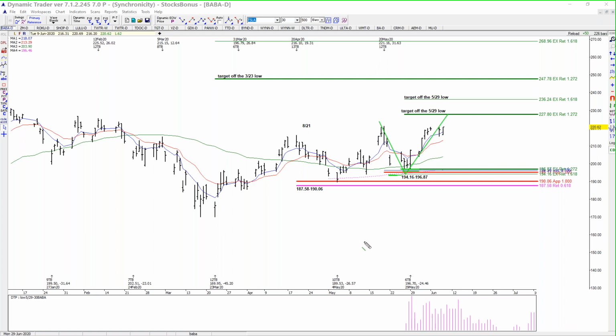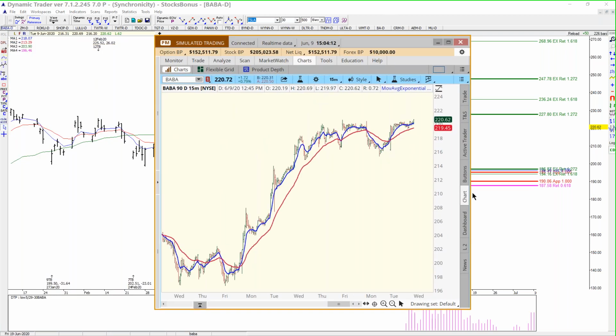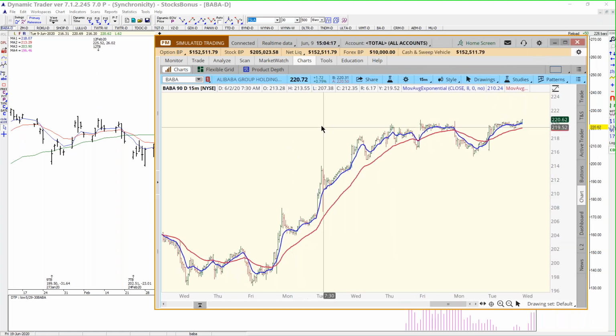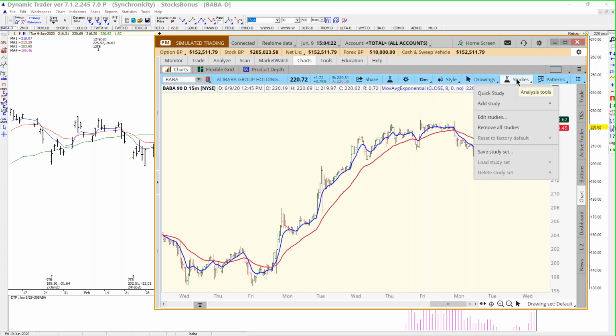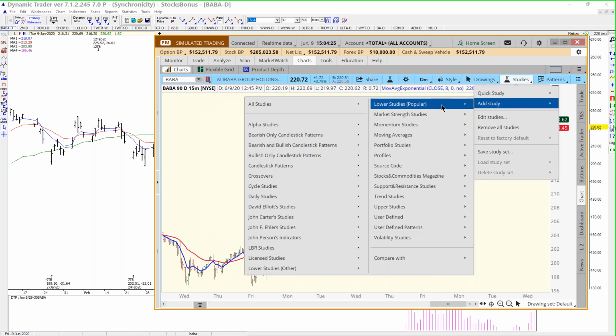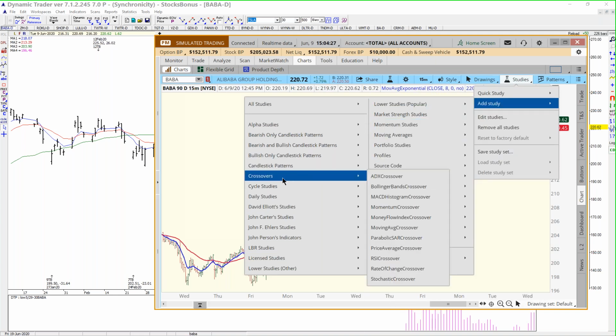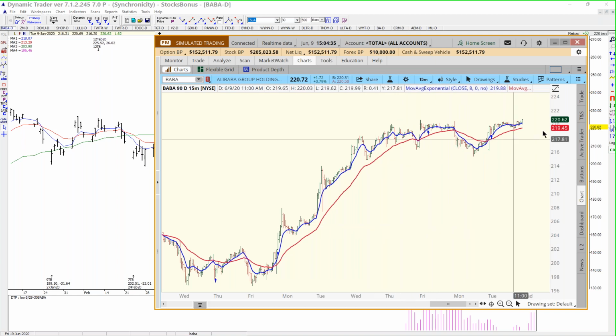Okay, so the question is, what software would help you to see the 834 EMA? Well, the one that I was showing you is actually Thinkorswim, but I think most of the programs will allow you to put in a crossover. And I think you can go to the studies, add study, and you'll see where they have crossovers, and then you go down to the moving average crossover, and then you tell it what you want to see.